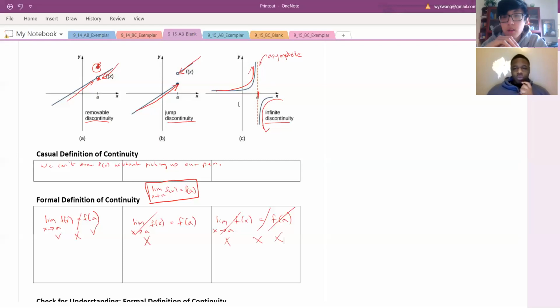I'm just a little confused because I see that there's (1, 1) and there's (1, 2) at an open circle. If you were to use our casual definition, where we're looking at whether we have to pick up our pencil, would you say it's continuous or not? No, because you have to pick it up. Awesome, so then we know that it's not continuous. So in terms of our formal limit definition, one part must not work, at least, right? Yeah.